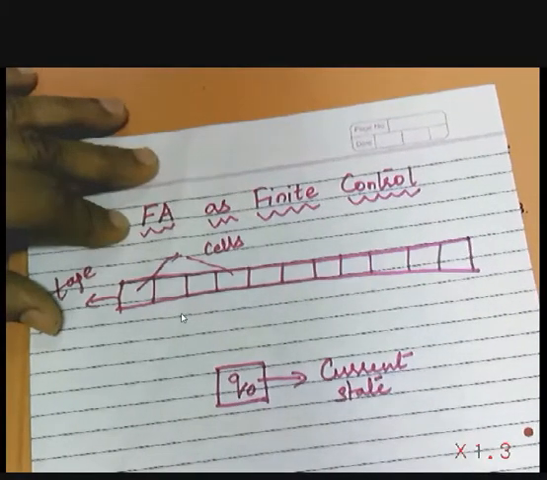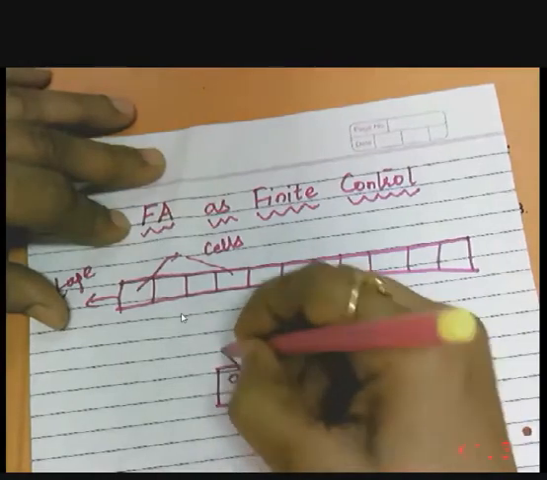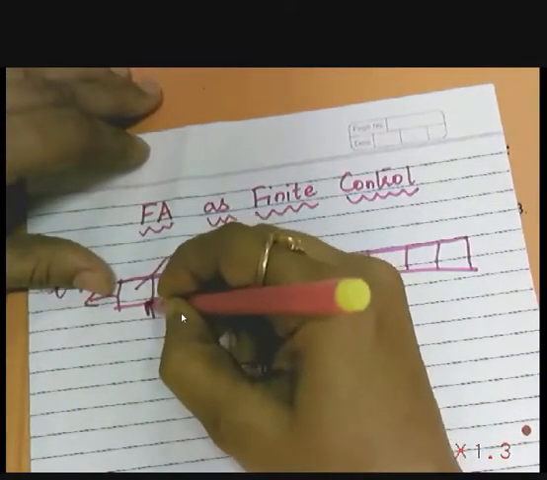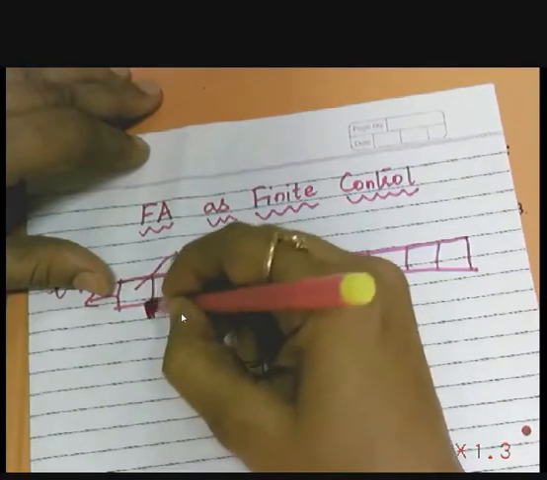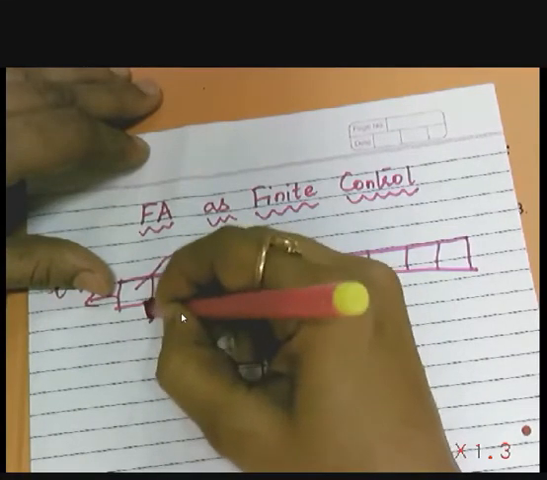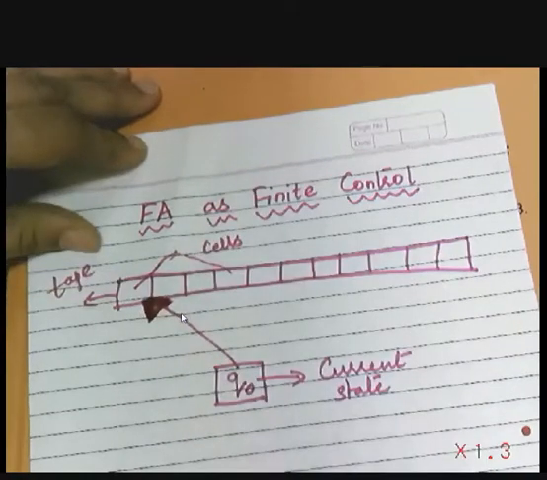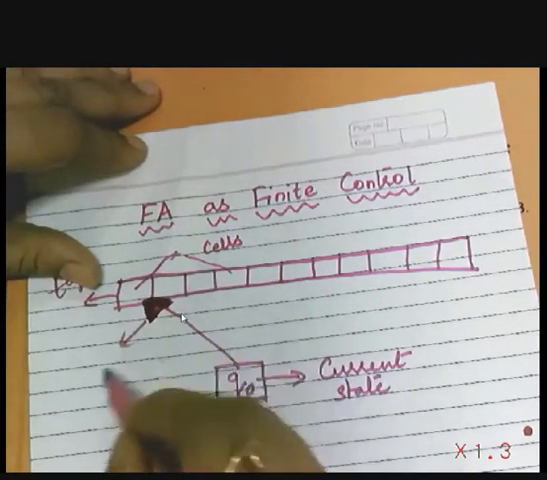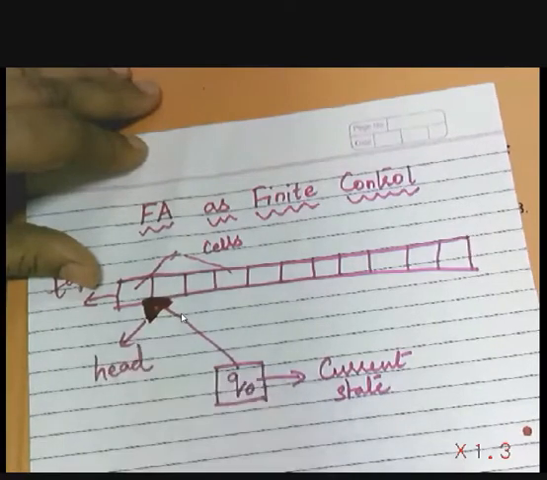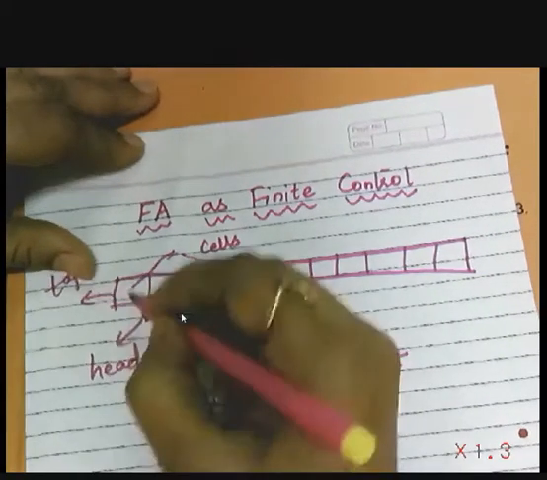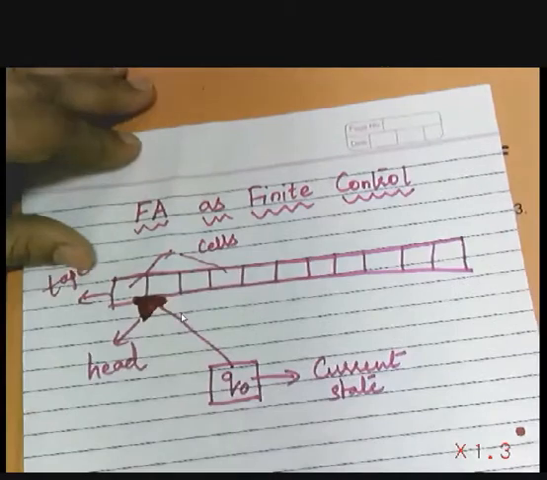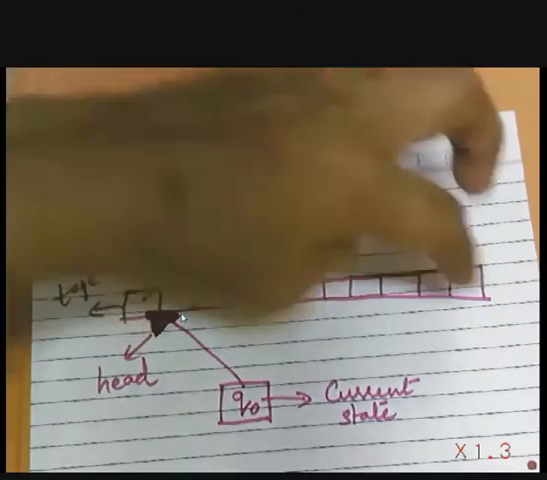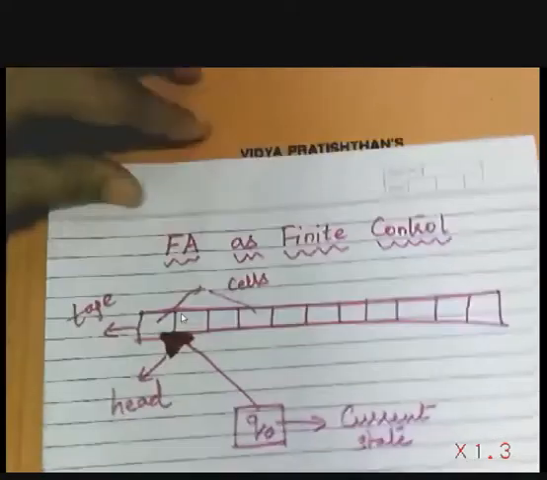Now this is initially pointing to the first cell in the tape. This is a pointer, or head we can say. So this is a head. It is located at the first cell, and in this tape we are keeping our input.